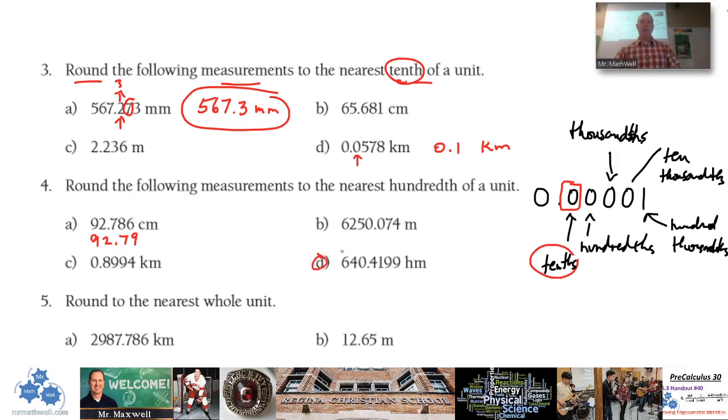Okay, what about D over here? So 640.4, what do I write? Do I leave it as a 1 or do I write it as a 2? So the nearest hundredth, let me help you. The nearest hundredth, this is the hundredth spot, the 1. So I look to the number to the right of it. If it's 5 or greater, then we bump it up. So yeah, it's 2. Okay?